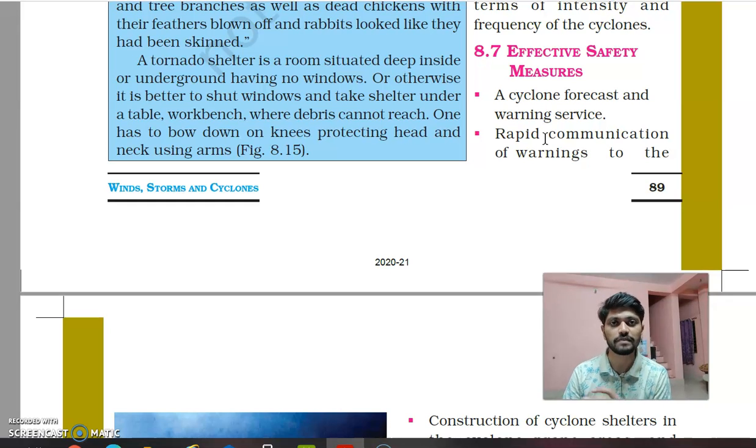Save your lives. If it is an amber alert, kind of yellowish alert, so it is a dangerous alert, but not as dangerous as compared to the red alert. So similarly, the government can issue different types of warnings.